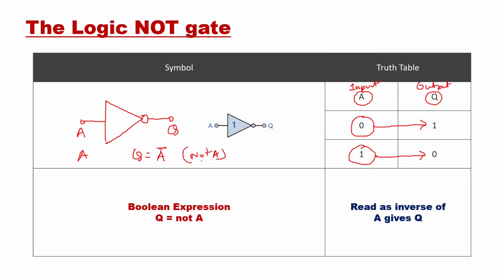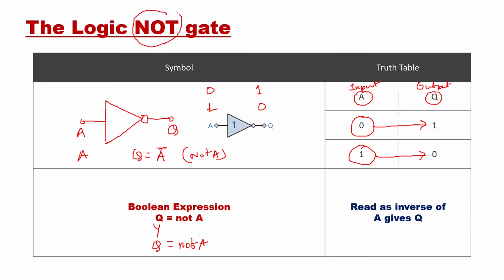The Boolean expression says that the output Y or Q, you can represent it any way, is equal to NOT of A. If you give the input as 1, the output will be 0. It will be the complementary output. If the input is 0, the output will be 1. So a particular combination of circuit which does this function is called the NOT gate.